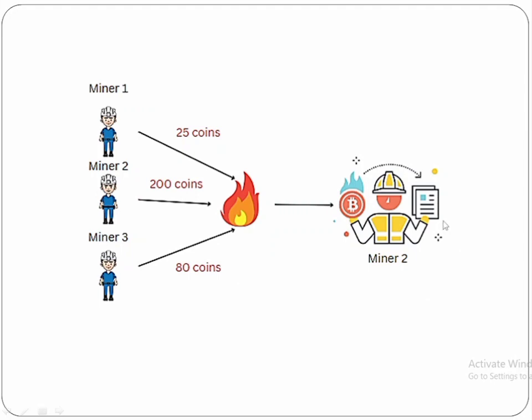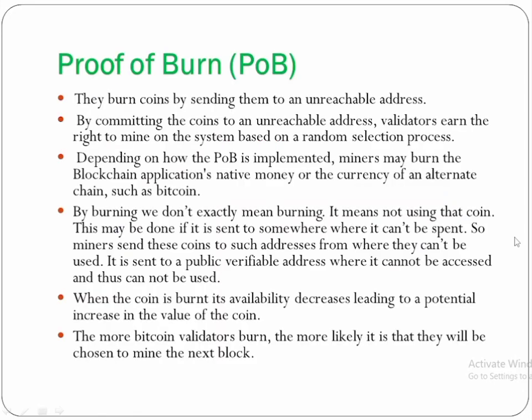He will burn 80 coins and then he will become the validator. But if miner 2 is interested to be the validator, then miner 2 will become the validator. Here miner 2 is burning 200 coins, so he will become the validator for the blockchain network. He will validate the blocks, and if all the nodes in the blockchain network agree and verify the new transaction which is added in the block, then that block will be added to the blockchain network. So this is the step-by-step process of how proof of burn works.